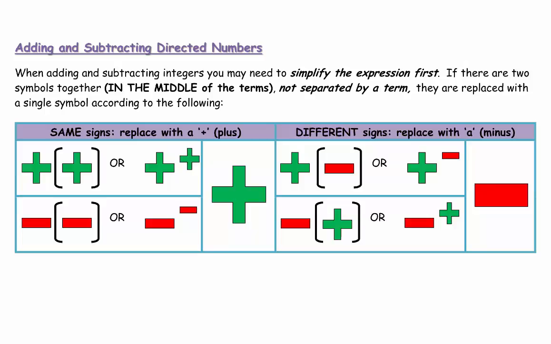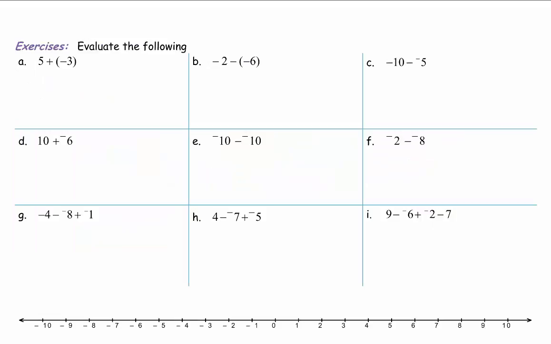If there are two symbols together, and what I mean by that is in the middle of the two terms, not separated by a term, they are replaced with a single symbol according to the following. If we have two plus signs, then it's a plus. If we have two negative signs, it's a plus. So two of the same signs, you get a plus. Two different signs, you get a minus. So plus minus, minus plus, you'll change it with a minus. So we'll do some examples to show what I mean by that.